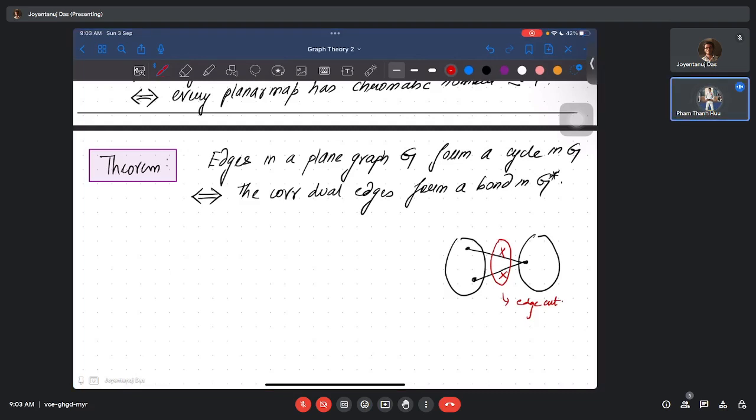So the thing is, if the corresponding dual edges form a bond in G star, then the edges in the plane graph form a cycle, right? Yeah. Okay, so let us see the proof.